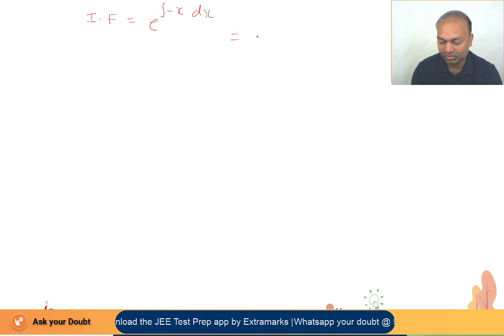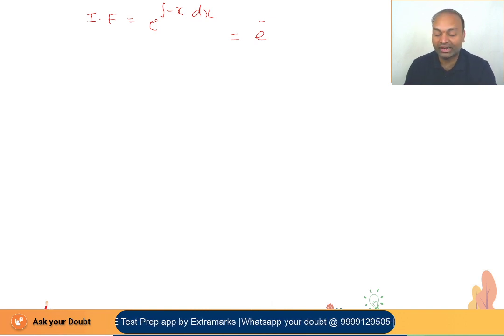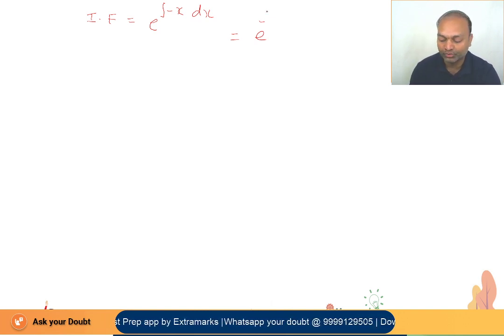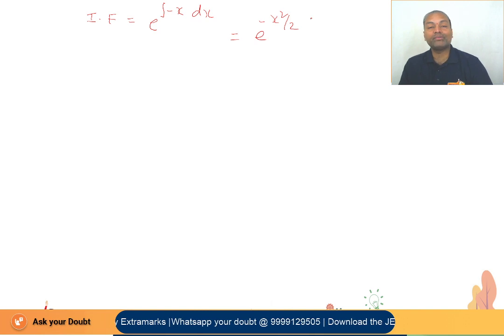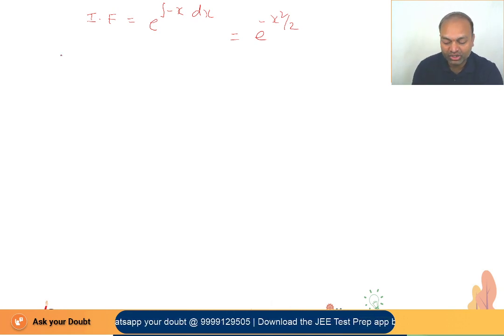That is equal to e power minus x. Integration is what? Integral of x is x square by 2. So e power minus x square by 2 is called what? Integrating factor. Now what about the next step? General solution.